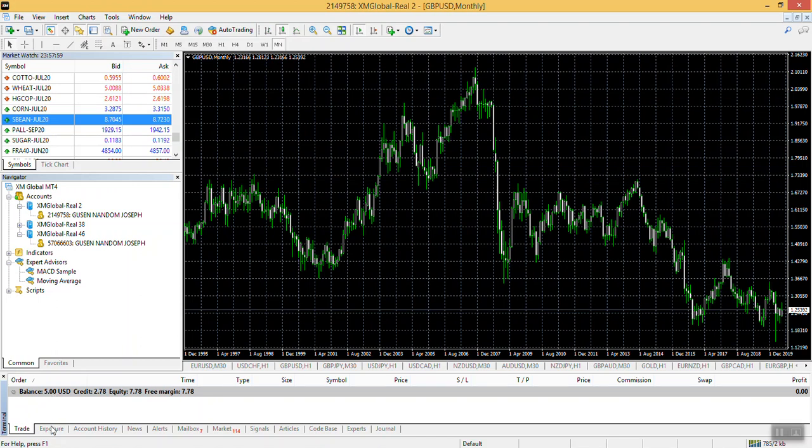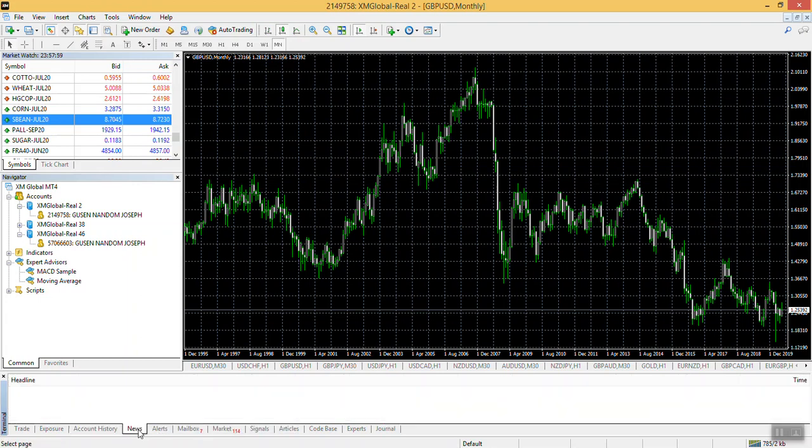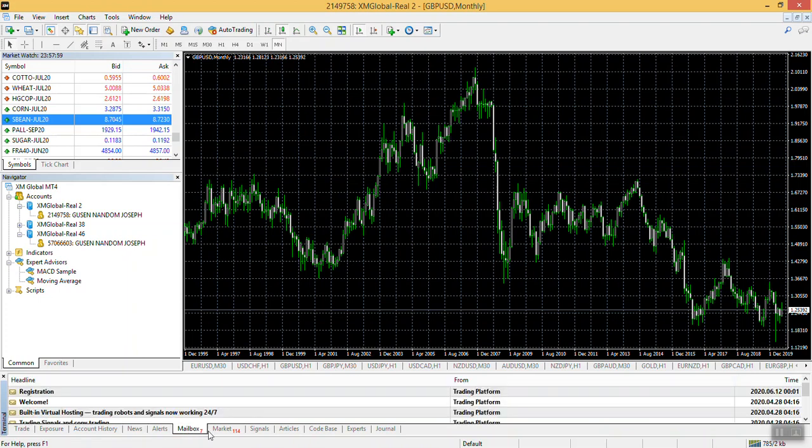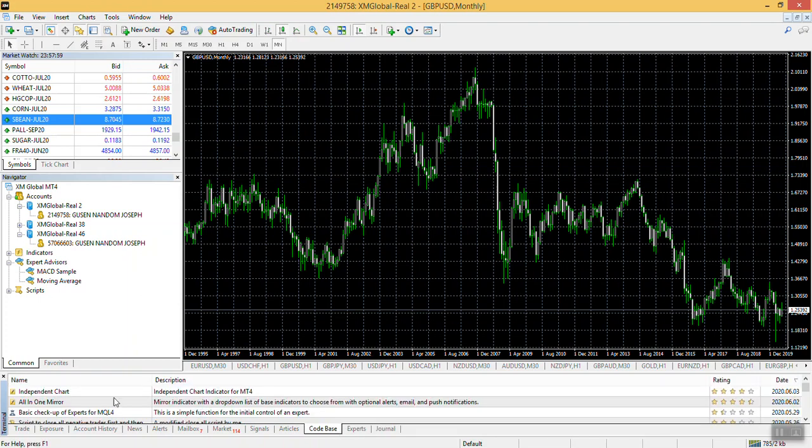Okay, now we also have exposure, we have account history. Okay, this shows you all the trades you've made with all the profits and all the losses. These are the news, these are alerts, these are mailbox, private messages sent to you from the broker, and these are the journals, and so many others.